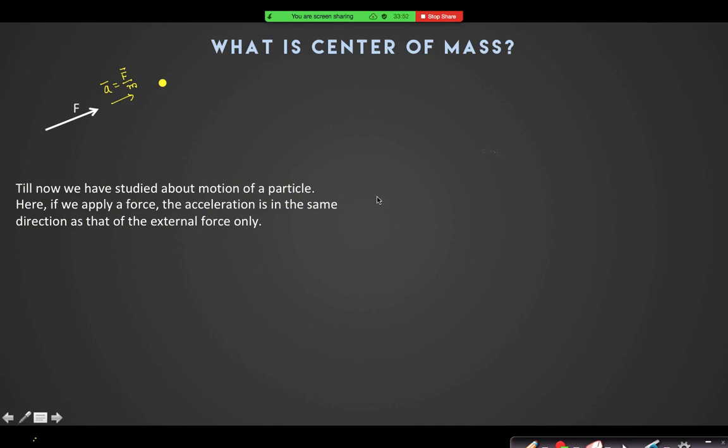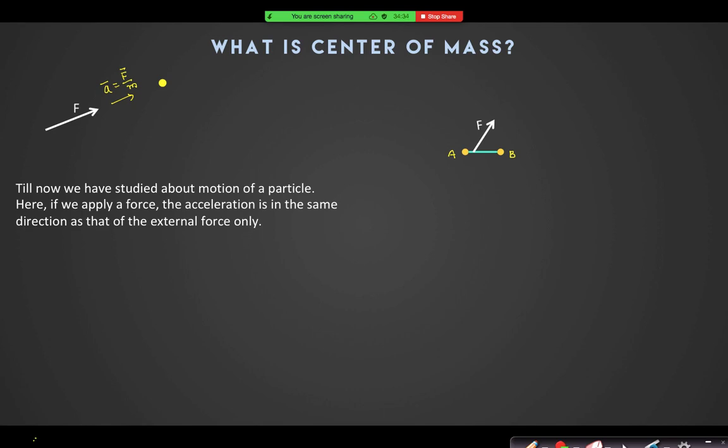But what will happen if instead of a single particle we have a dumbbell shaped system of particles? Here you can assume these two balls to be point masses, right? A and B. Suppose these two are point objects and they are connected with a light rigid rod, right? The mass of the rod is negligible, and this is a system of particles where only two particles are there inside that system. Now can you see that if I apply a force F to that system of particles like this, I have applied the force not at the exact midpoint in between A and B. I have applied the force at any arbitrary general point.